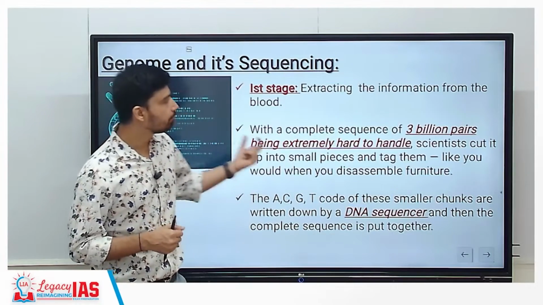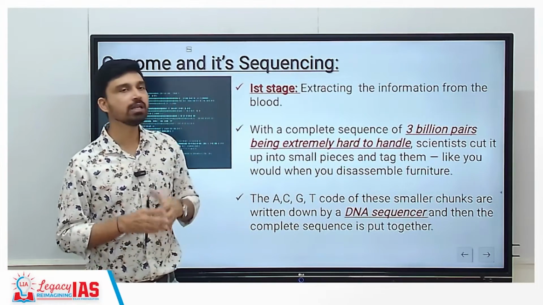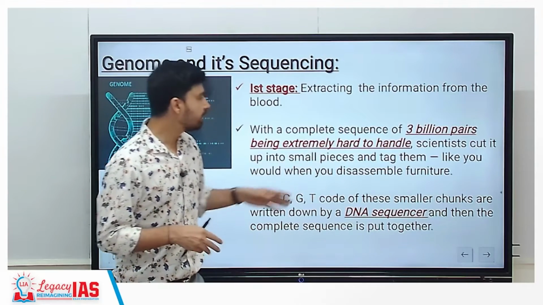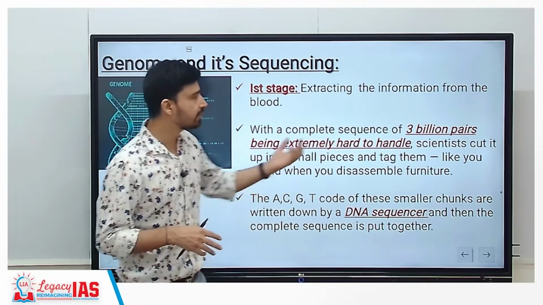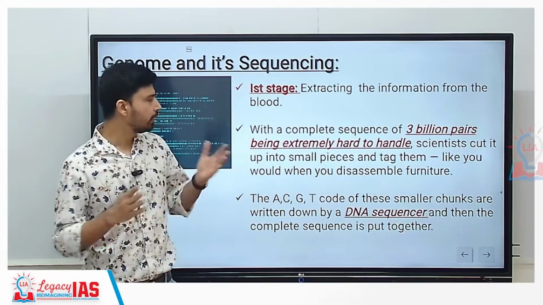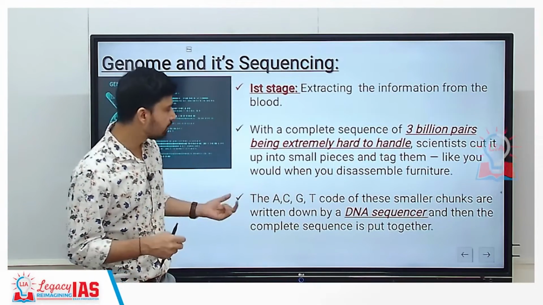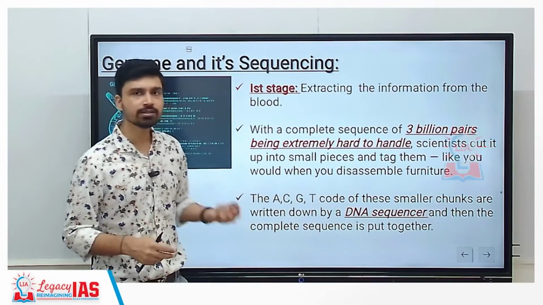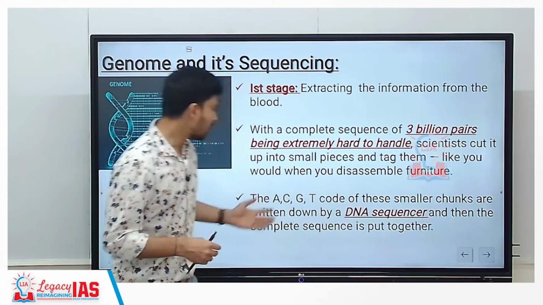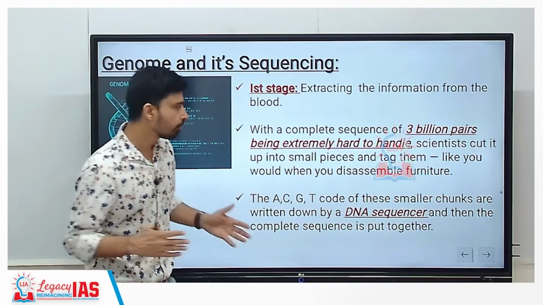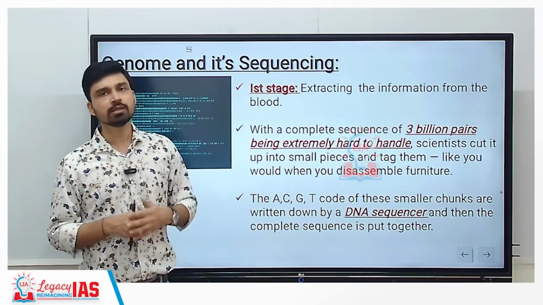Then, with a complete sequence of 3 billion pairs being extremely hard to handle, scientists cut these pairs into small pieces and tag them. It's just like how you disassemble furniture. And then the ACGT, the 4 bases, the codes of these smaller chunks are written down by a DNA sequencer, and then the complete sequence is put together.